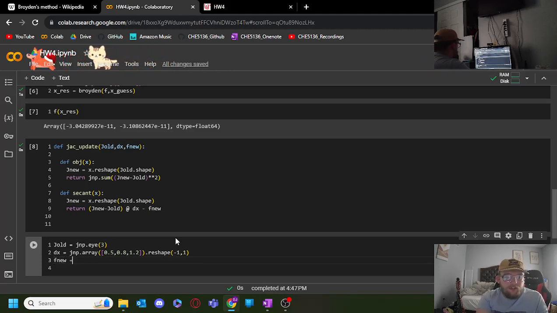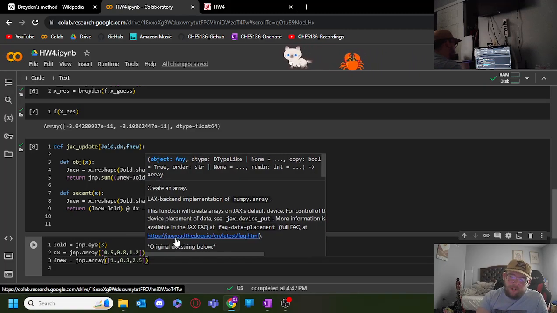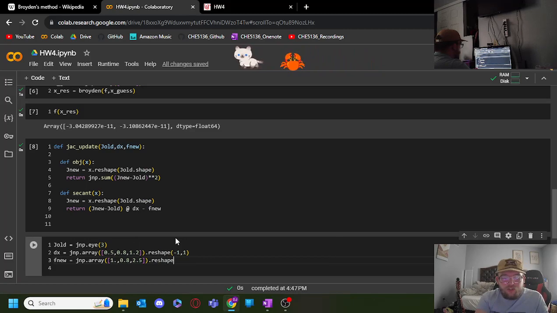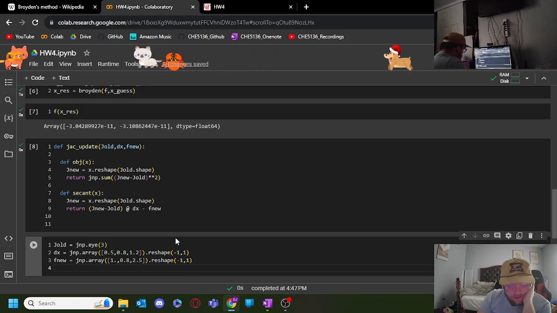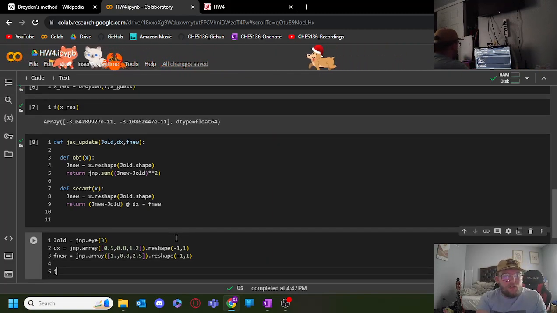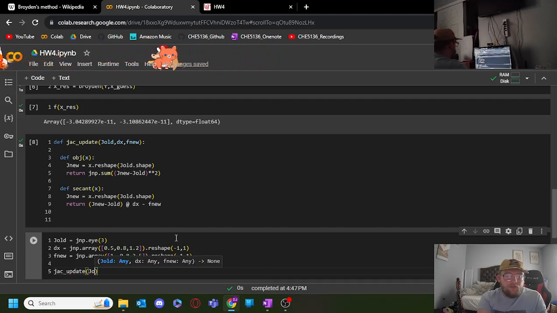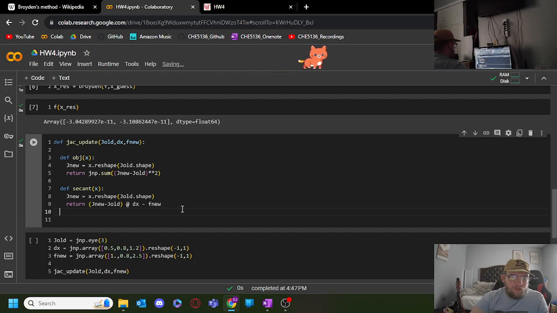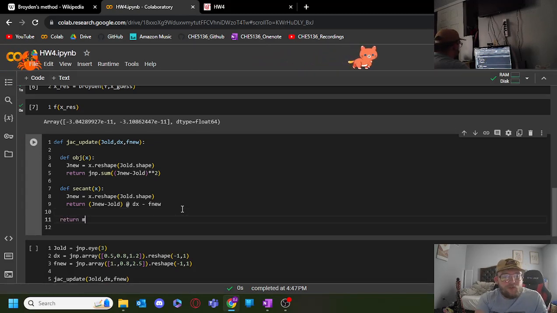And then same deal with f new. Set this to say 0.8, and then let's do 2.5. Same deal, let's reshape, -1, 1. So we got all that. So now we go to jack update j old, dx, f new. Realize I need to actually return something.